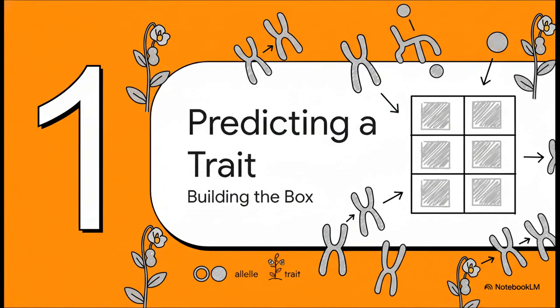So, how in the world does this thing work? Let's build one from the ground up, okay? We'll start with the simplest case, tracking just a single trait. This is what's called a monohybrid cross. But before we actually draw the box, we've got to get on the same page with a few key terms.